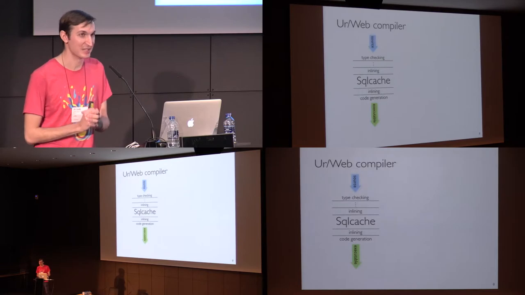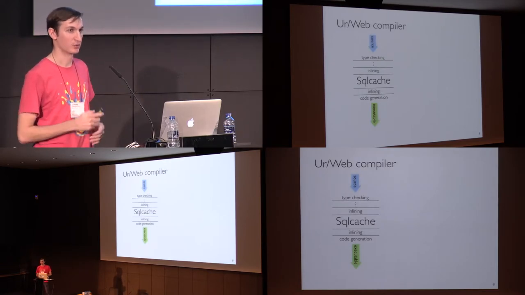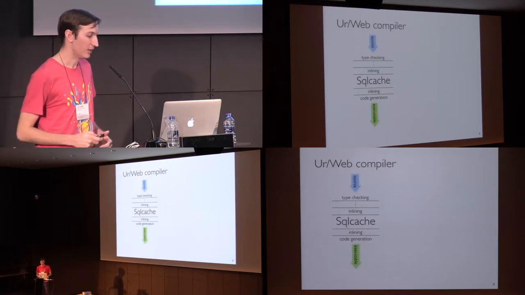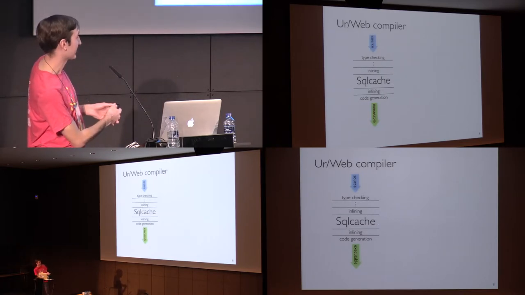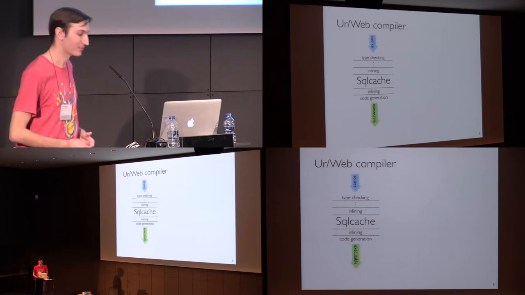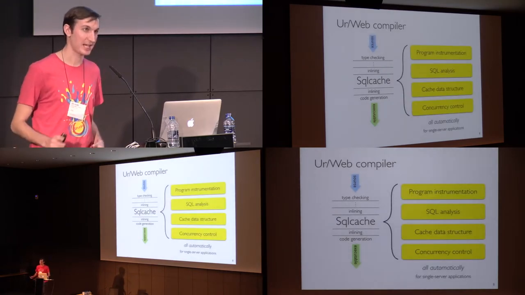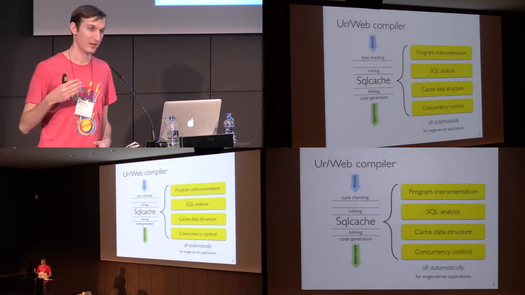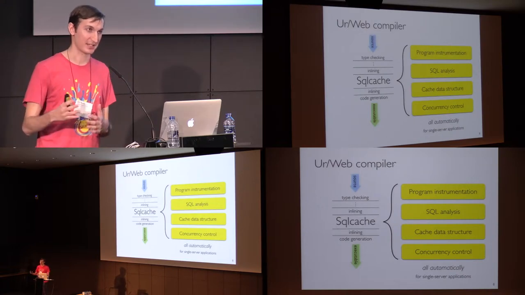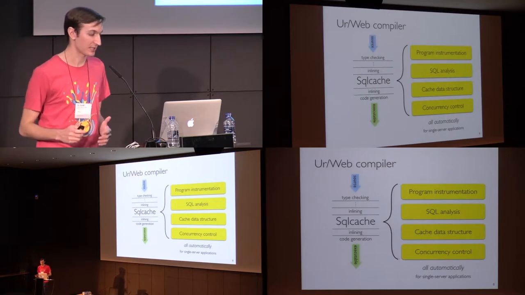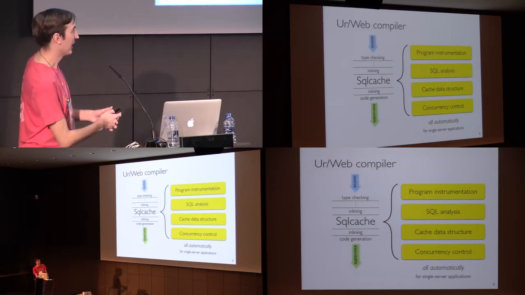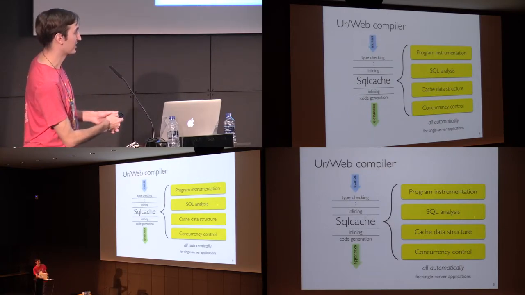Urweb is a domain-specific language for web applications. And SQL Cache is just another phase of the Urweb compiler, which happens shortly before code generation. SQL Cache handles these four problems of adding caching to a website automatically. Right now, SQL Cache is sound for single server applications. So I'm going to tell you a bit about how SQL Cache accomplishes these four things today.